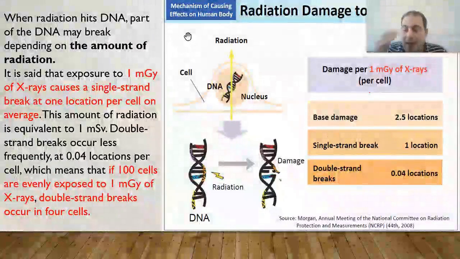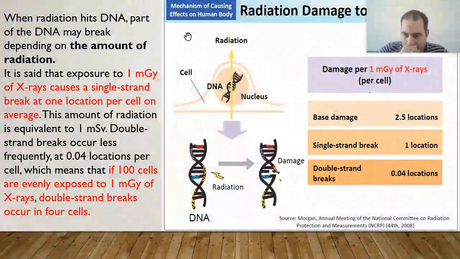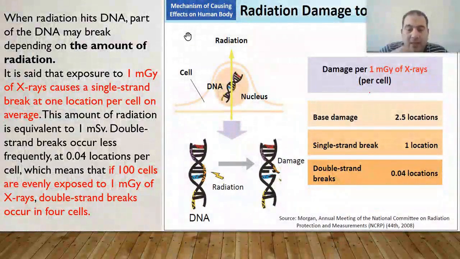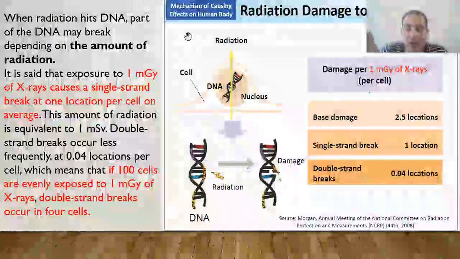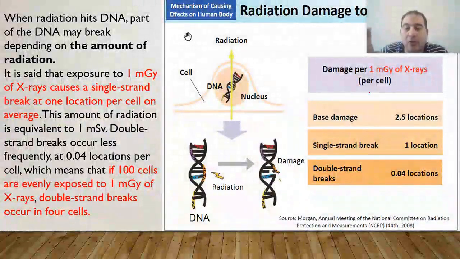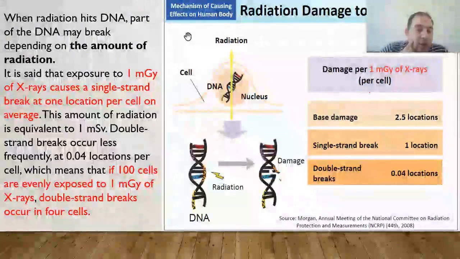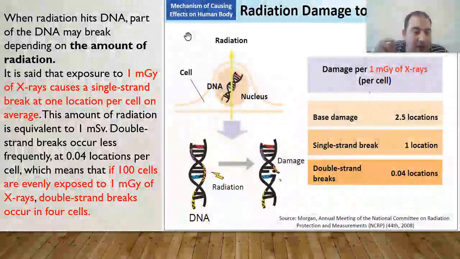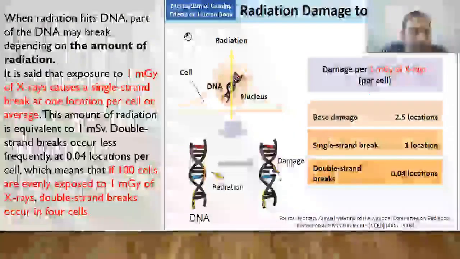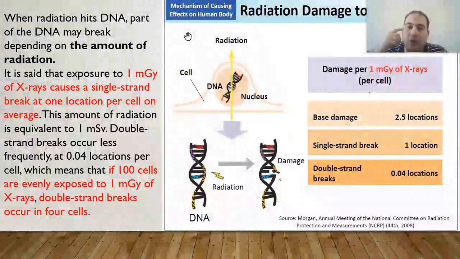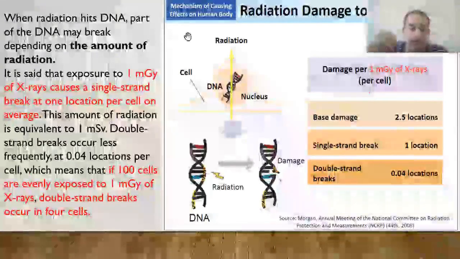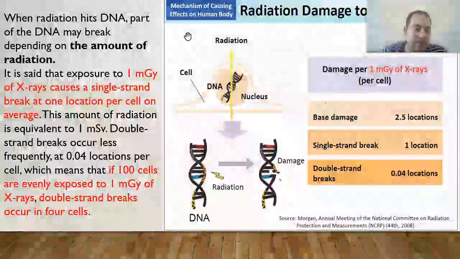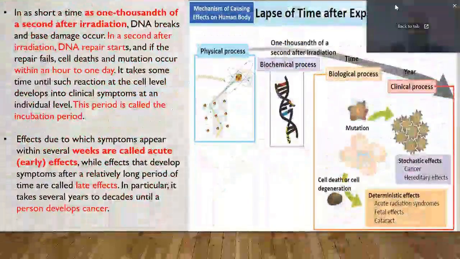If there is an exposure of 1 milligray, 2.5 base damages occur within the DNA, with one base damage happening per cell and a double strand break occurrence of 0.04 per cell. That means for every 100 cells exposed to 1 milligray of radiation, the double strand break occurs in 4 of those cells, which is why I say it is considered the least occurrence, or the least damage, in DNA.